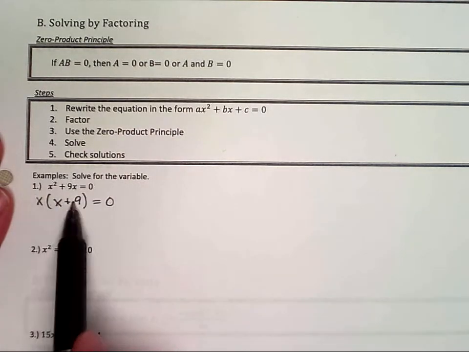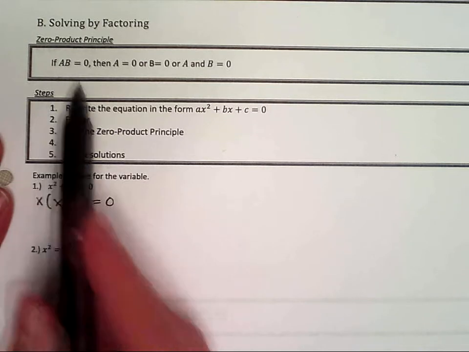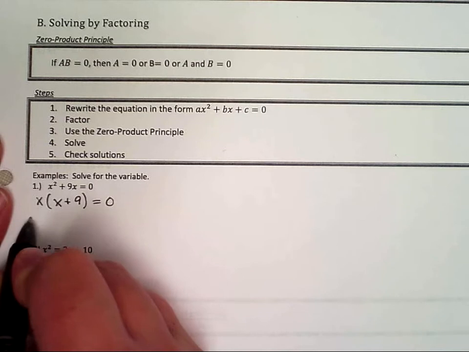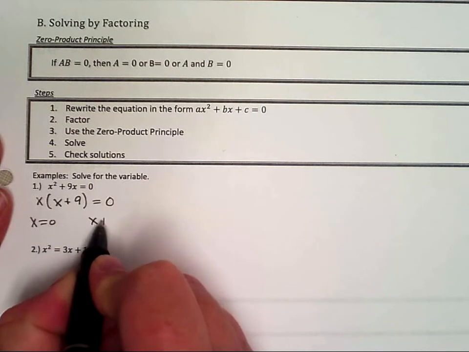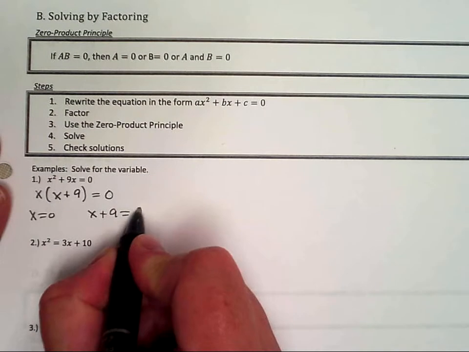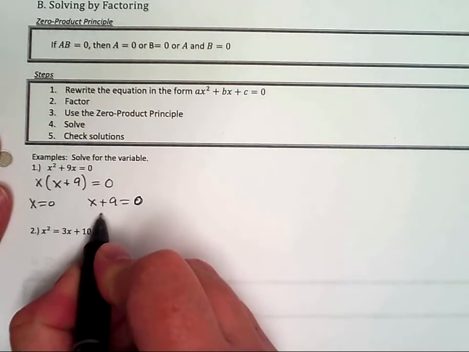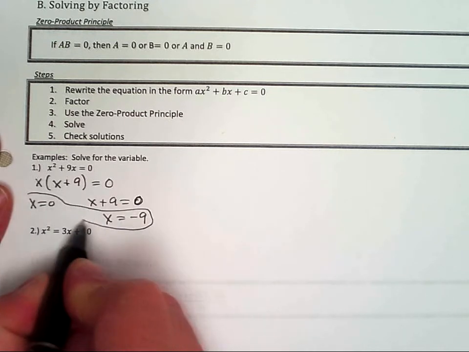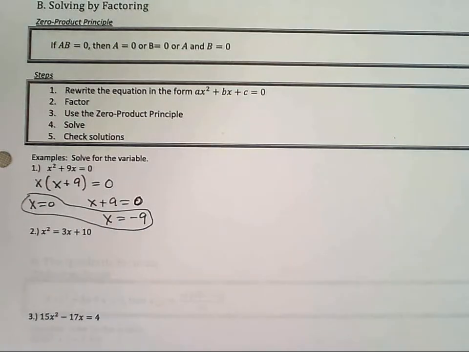I have the multiplication of two things. A times b equals 0. That means at least one of them has to be 0. So I'm going to set each of them equal to 0 and solve. Right? So I subtract 9 from both sides, and I get x equals 0 or x equals negative 9. Good?